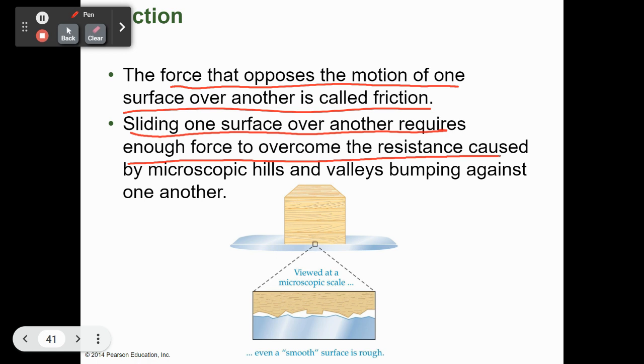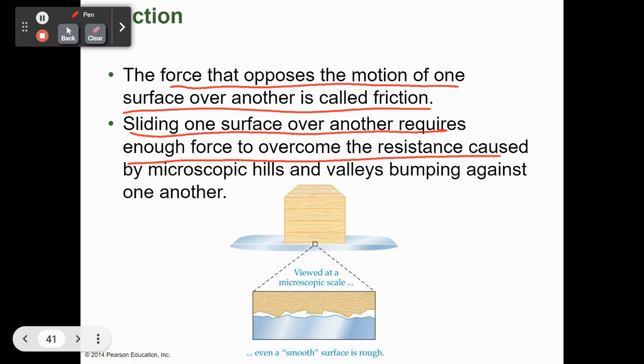This resistance comes from tiny little hills and valleys on the surface of that object. Microscopic hills and valleys, you can't even really see them, are in one surface and the other surface. When the two surfaces are touching, those hills and valleys kind of lock in place. So if you want to move that thing, you have to overcome that locking in place of those little hills and valleys.